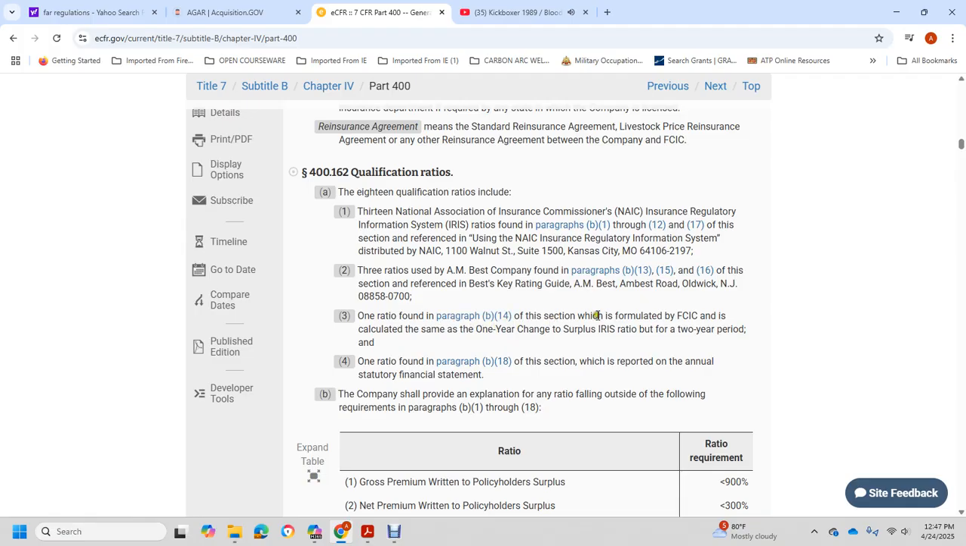One ratio for paragraph B14, a section of the FCIC calculated, the same as the one year change for the IRIS ratio for the two year period. One ratio found in paragraph B18 is reported from the annual statutory financial statement. The company should provide the explanation and rating for any ratio outside of the following requirements.